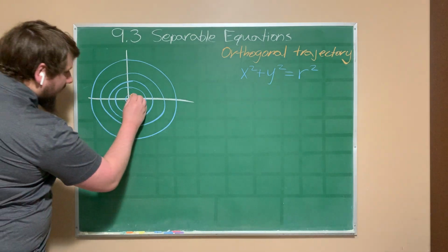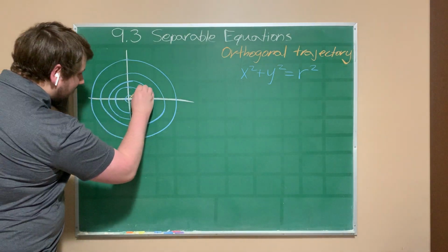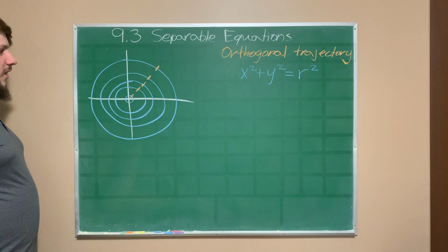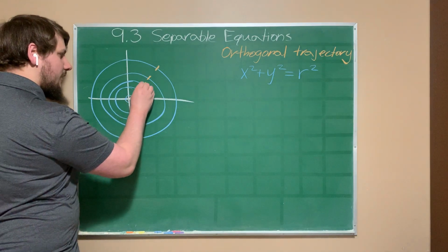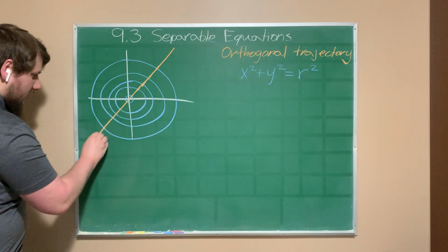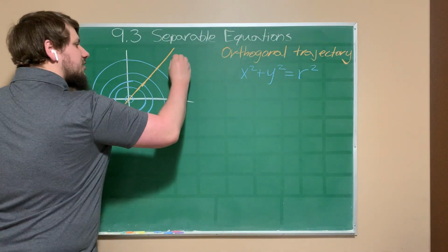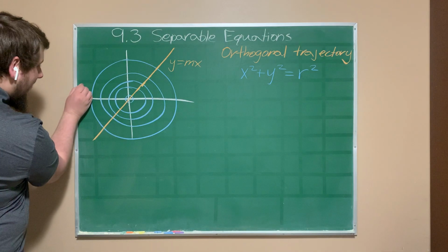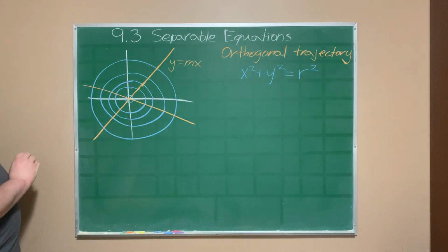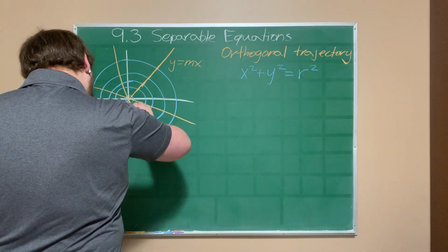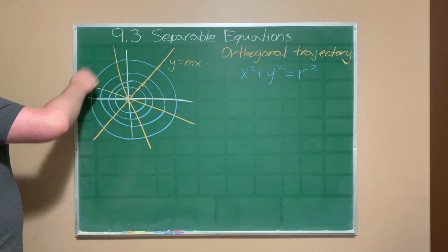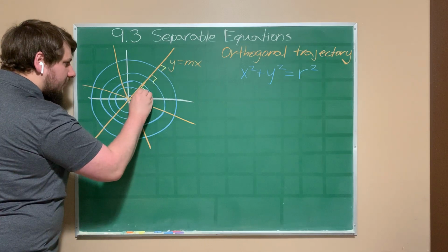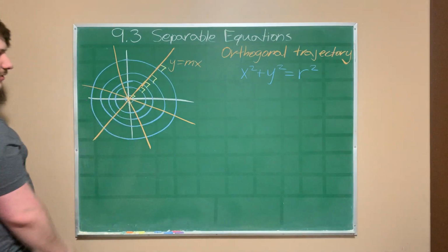So it means that it's passing straight through them, like this. Passing through all of these curves at a perfect 90-degree angle. Oh, wait a second, that's just a line. If you draw a line that goes through the origin here, which would have equation y equals m times x, this is an orthogonal trajectory. And it doesn't matter what m is equal to, as long as your line passes through the origin, it's going to pass through all of the circles at 90-degree angles. You'll always make these 90-degree angles with every single one of these blue curves here.